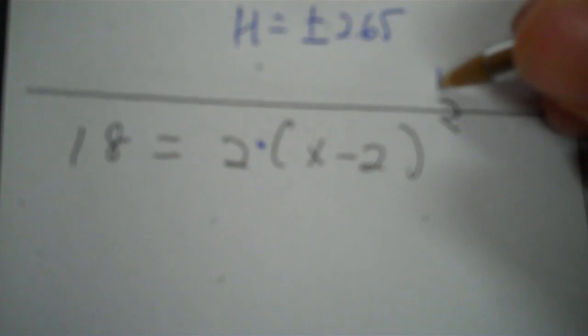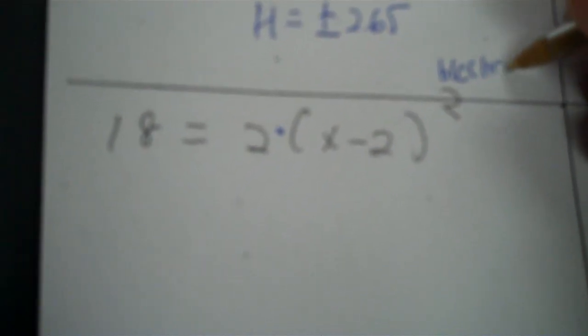Okay, next one, 18 equals 2 times the quantity x minus 2 to the second power. So again, we need to solve for x. X is to the second power, so there's two answers. But we cannot distribute because of the second power. That little 2 power means you are blocked from being able to distribute the 2 to the x and the 2 to the negative 2. So again, replace that with the capital H. So we have 18 equals 2 times the capital H to the second.